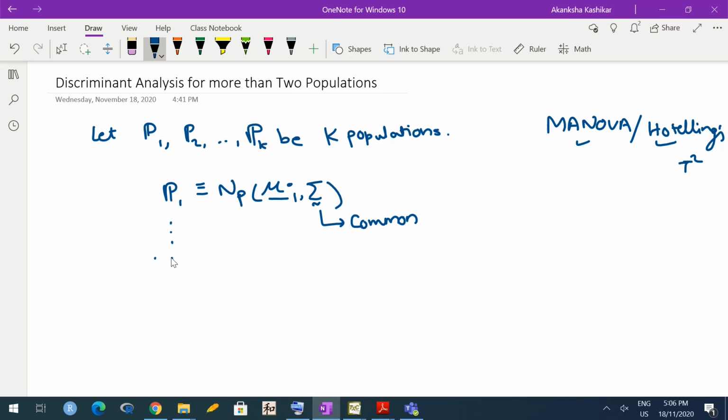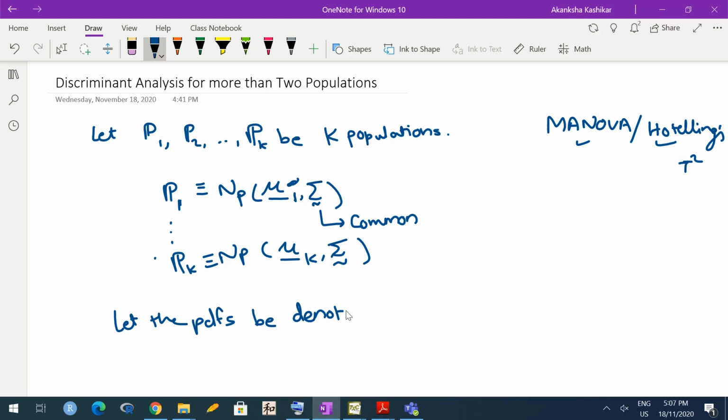Okay, so we have these k populations. So the kth population will have p-variate normal distribution with mean vector mu k. Here I should write mu 1 if I am writing P1, I don't need i. And variance covariance matrix sigma. Let the PDFs of these k populations be denoted by f1, f2, fk respectively.